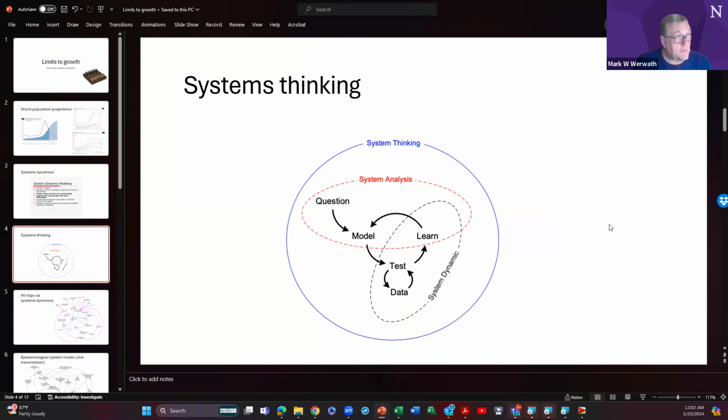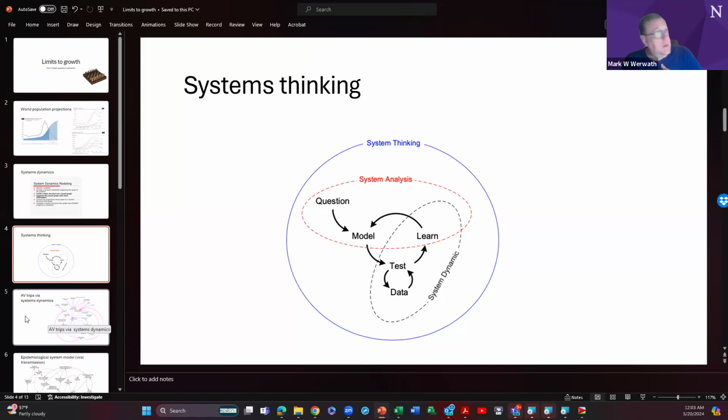And this chart basically tries to explain the differences between the two. In analysis, you're creating a model that you're learning from that's driven by a question. In the case of system dynamics, you're creating data to support a test that will inform your model, right? And inform how you populate that model. An example, let me just give you one simple example of system dynamics and that thinking applied to autonomous vehicles.